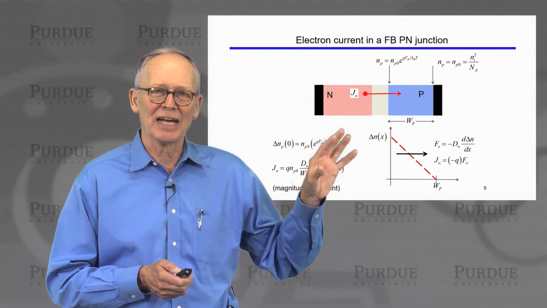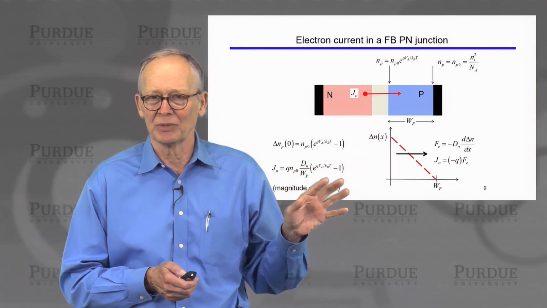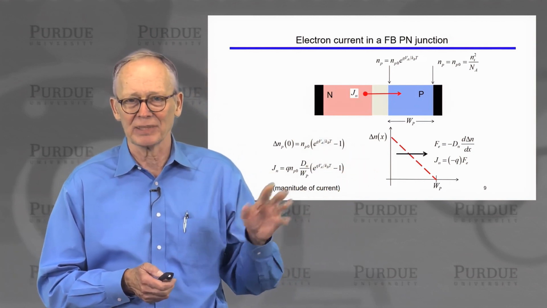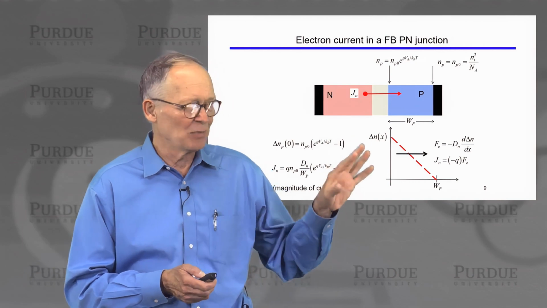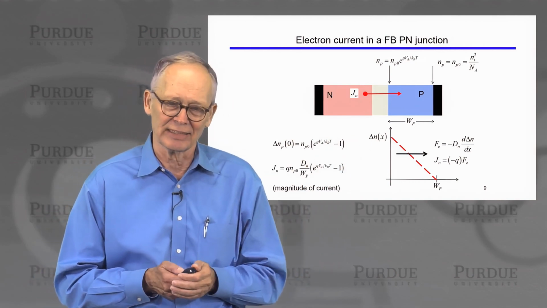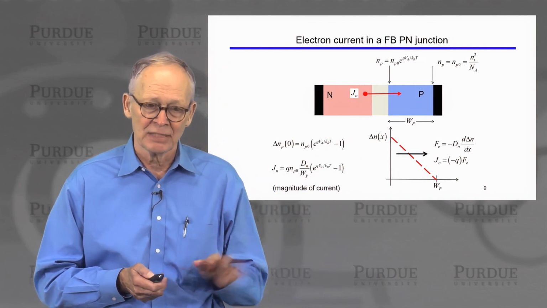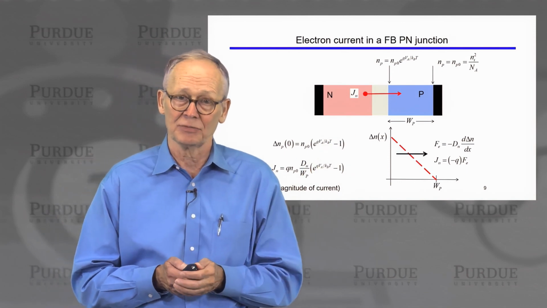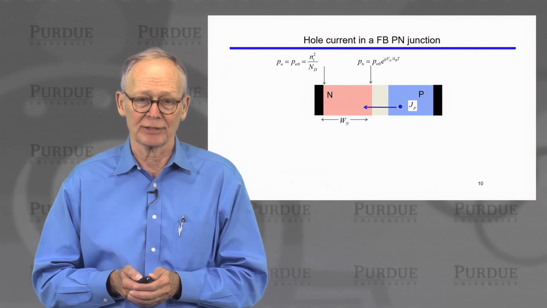Now just notice, I'm not worrying about signs. I'm not worrying about whether the electron current is flowing in the plus x or minus x direction. I'm only worrying about the magnitude of the current in this case. So we have a very simple relation for the injected electron current.